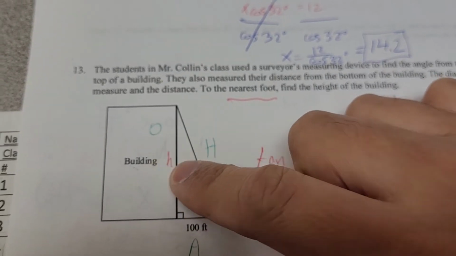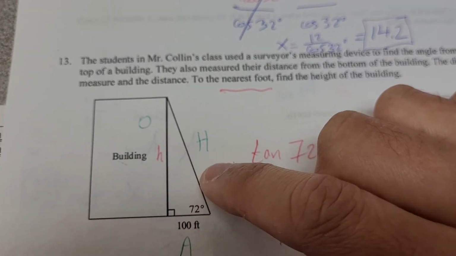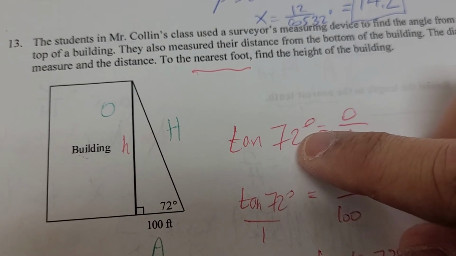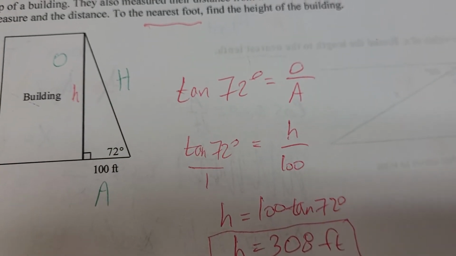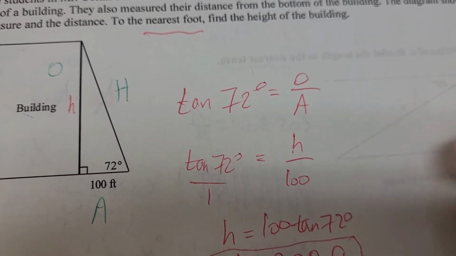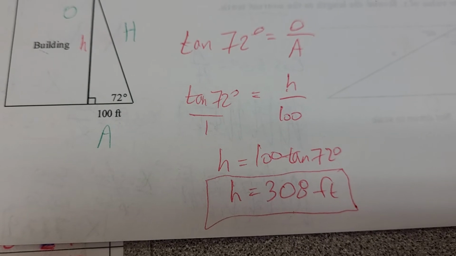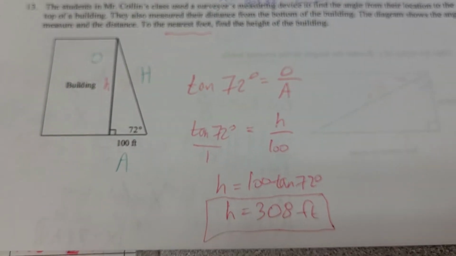So the side opposite is the h. I have my side adjacent as 100. I don't know my hypotenuse, so I'm not going to use that. So I'm going to use tangent because I have o and a. So tangent of 72 is going to be h over 100, cross multiply. I'm going to get h equals 308 feet. Okay, that's rounded to the nearest foot. Okay, next page.